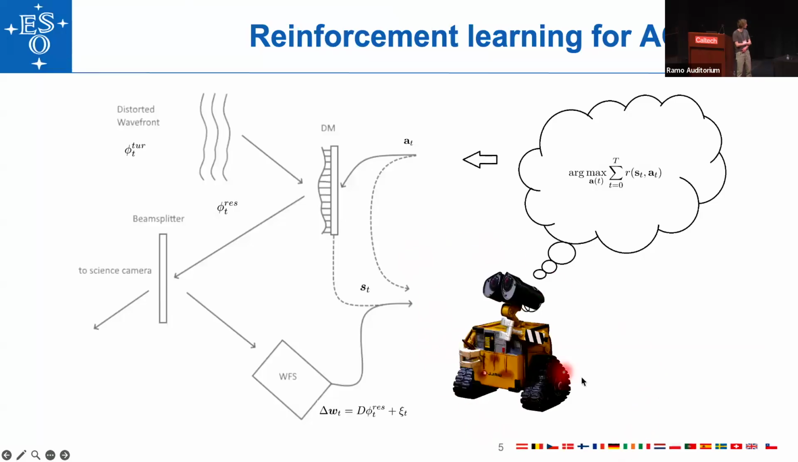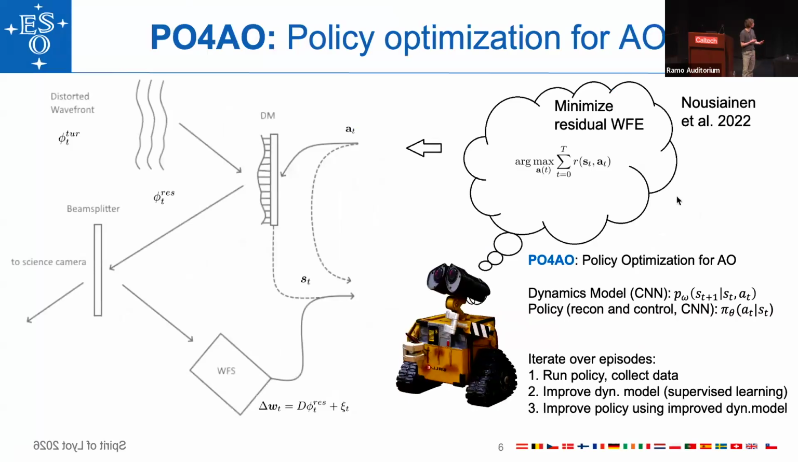This machine learner here reads the telemetry data. That's the wavefront sensor measurements, the deformable mirror commands, and we allow it to give commands to the deformable mirror. We give a reward function for this robot, so that's the objective. We tell it to keep the wavefront flat, and now it tries to figure out how to do it. So the specific algorithm that we use is called policy optimization for AO. If you want to read about it, there's an article published at A&A.